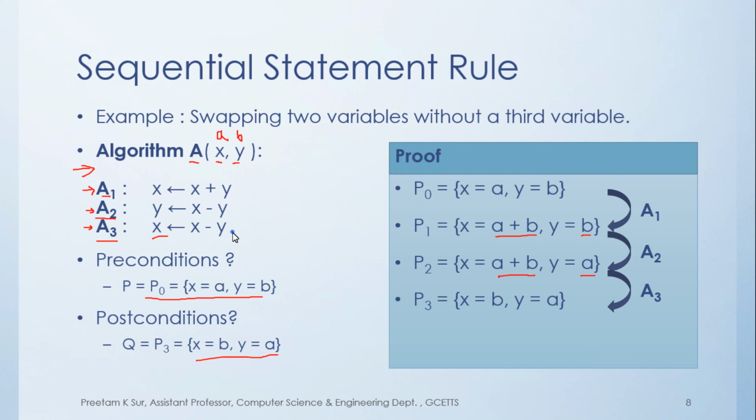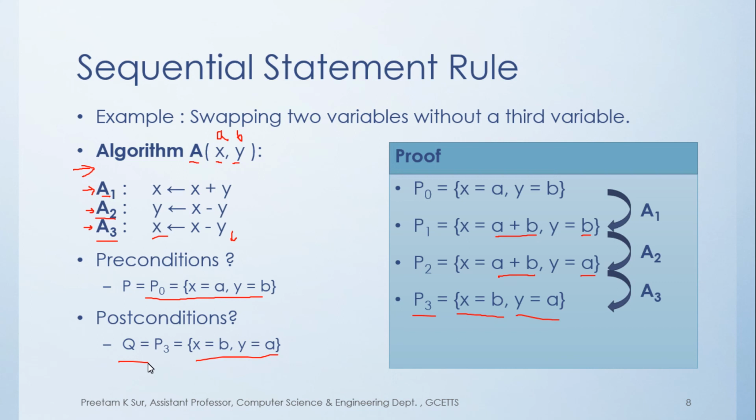Now we do not have any further instruction in this algorithm, so we have a finite number of steps and we have stopped. Once we have stopped, the state of the algorithm is denoted by p3, right? And in p3 we have x equals b and y equals a. Now if you look at our post condition, which is nothing but x equals b and y equals a, right? So this now proves the correctness of the algorithm. Okay, so this is how we use the sequential statement rule to prove the algorithm is correct.